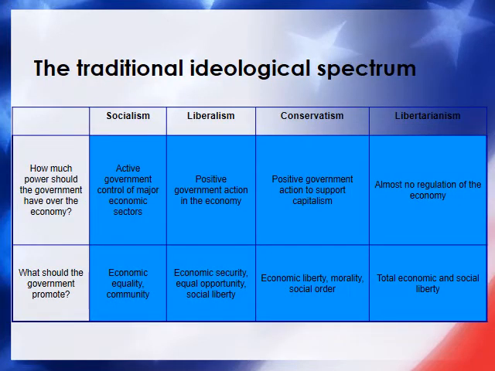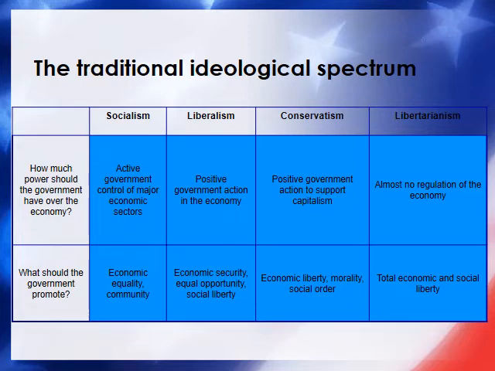Okay, let's take a look at the traditional ideological spectrum that we've seen in the United States. I've already kind of taken a look at the center here, liberalism, conservatism, and the spectrum there. But more broadly, on the far left, socialism would have much more active government control of major economic sectors. That would be the government being responsible for providing health care and managing the transportation system and so forth. On the other end of the spectrum, you see libertarianism with almost no regulation of the economy, really just leave it to the marketplace.